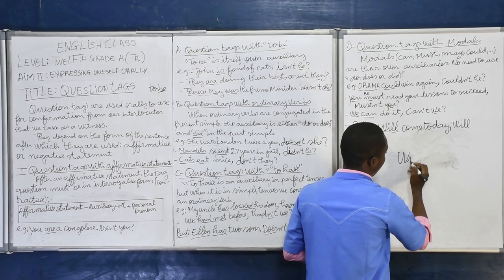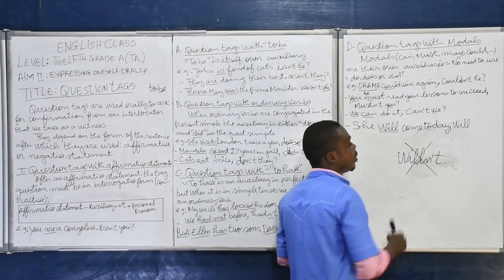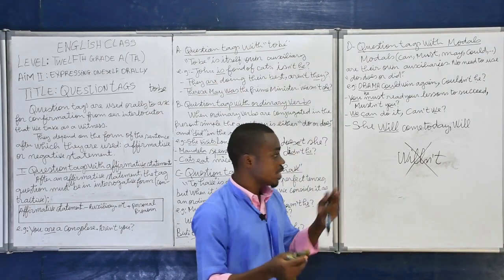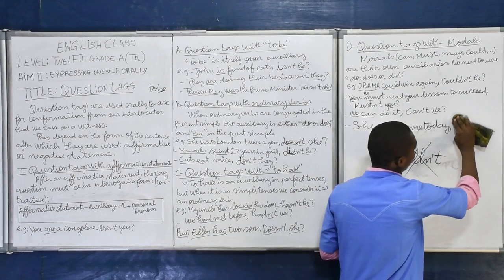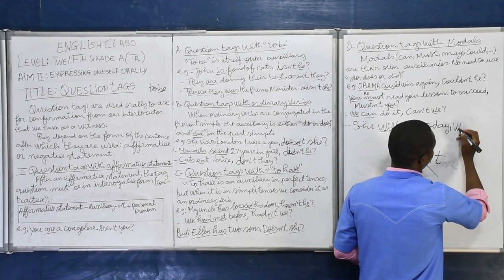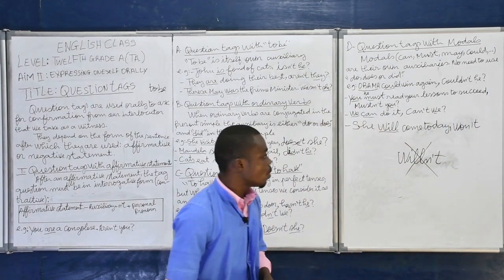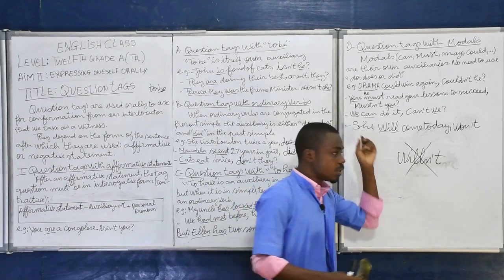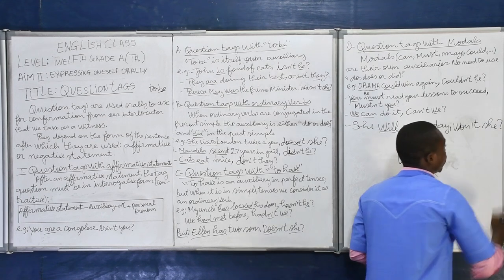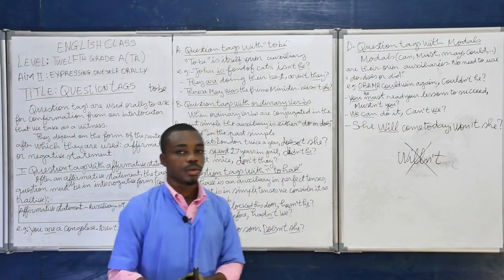Don't say willn't. This is wrong. Okay. When you contract will in negative form, this disappears and you say won't, and you take your subject, won't she. She will come today, won't she. Okay.